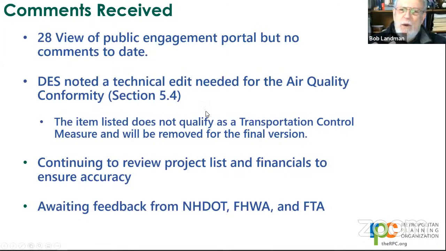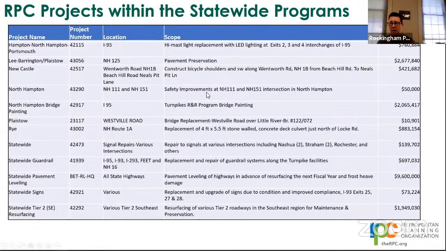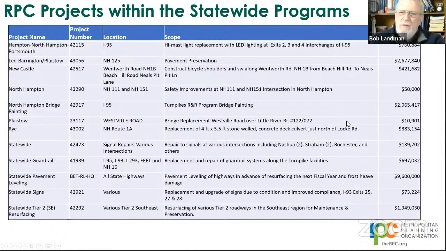The 151, 111, what's going to happen with that? That's just some interim work there, based on the fatal crash that occurred last year. DOT is looking at making some interim improvements to try to reduce the likelihood of that type of crash happening again in the future. It's so confusing.